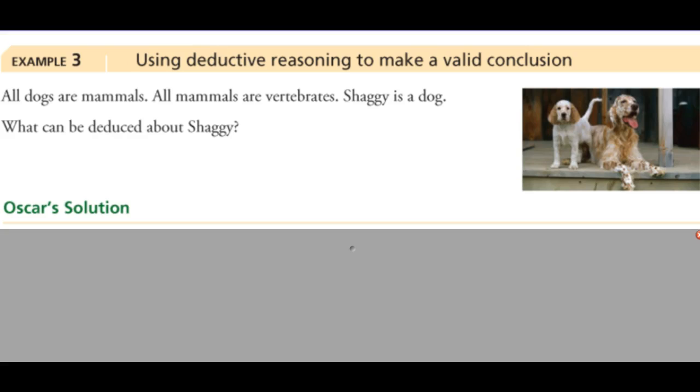So what can we deduce from this Venn diagram about Shaggy? Because we're saying Shaggy is a dog, so what else is Shaggy? Shaggy is a mammal. And what else? And a vertebrate. Well, we already said Shaggy's a dog in the statement. Okay, so the question was, all dogs are mammals, all mammals are vertebrates, Shaggy is a dog. So since we're saying Shaggy's a dog, then we are also saying Shaggy is a vertebrate and a mammal. Okay, so that's a Venn diagram.